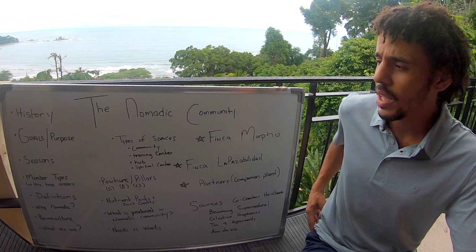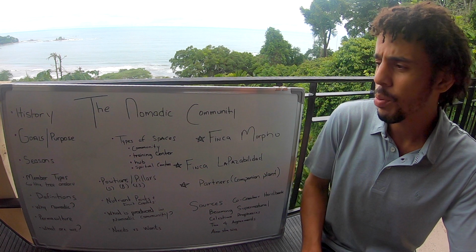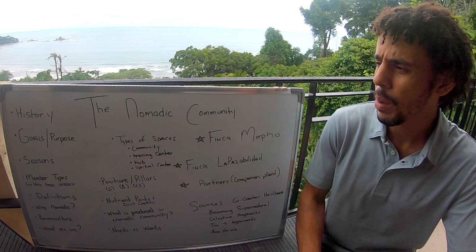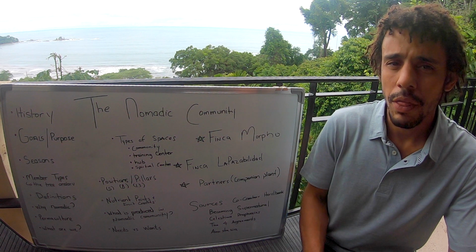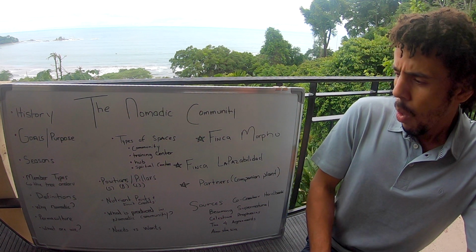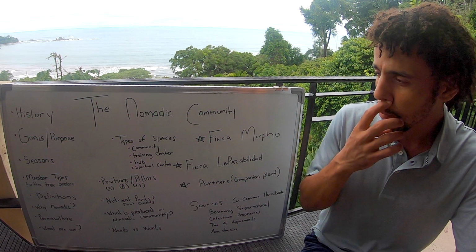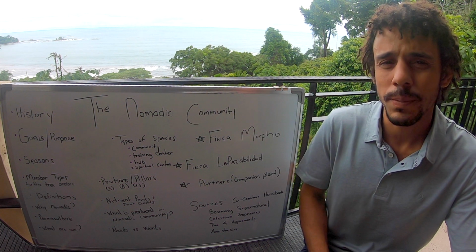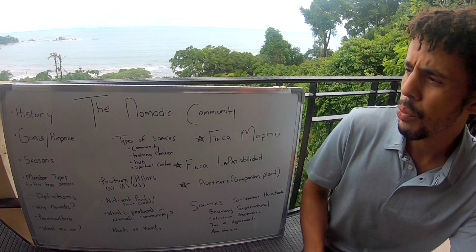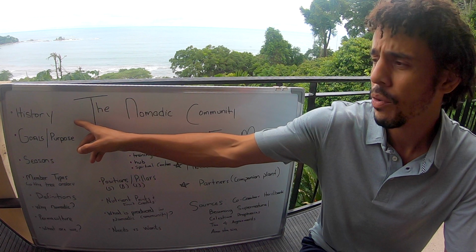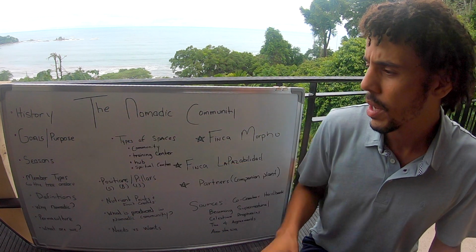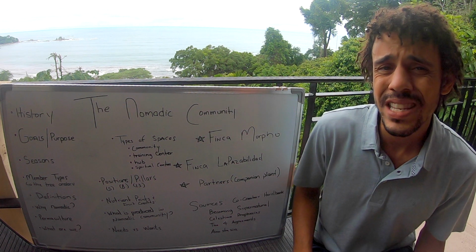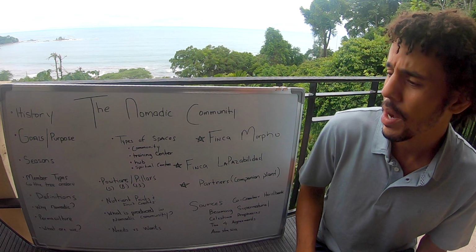And that just means that through this process, we've really discovered quite a bit about ourselves, about each other, about the earth, and about permaculture. And through this series of information, I will go through the history of Finca Morpho and the nomadic community, the goals and purpose of the nomadic community, as well as the seasons that exist inside the nomadic community.